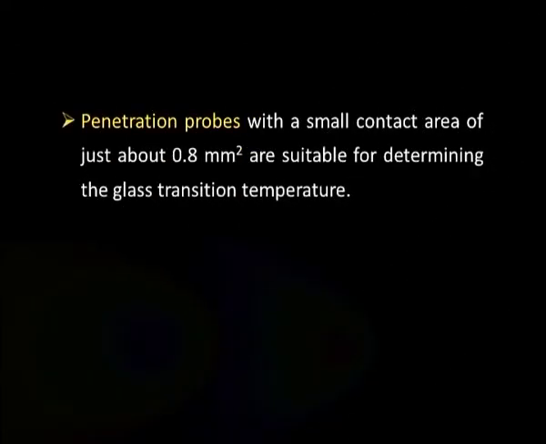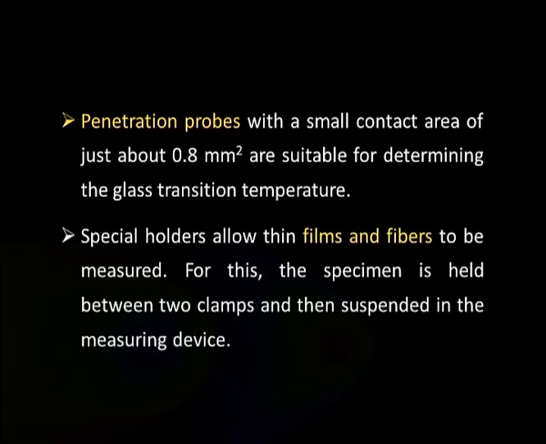Penetration probes with a small contact area of just about 0.8 millimeter square are suitable for determining the glass transition temperature. Special holders allow thin films and fibers to be measured. For this, the specimen is held between two clamps and then suspended in the measuring device.